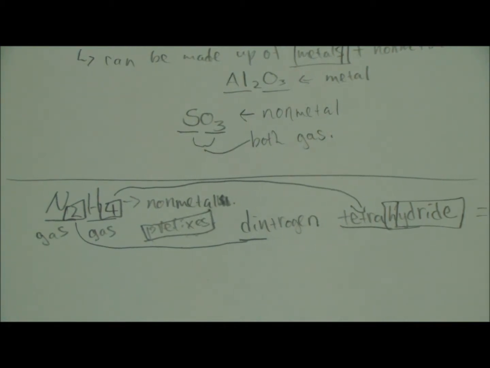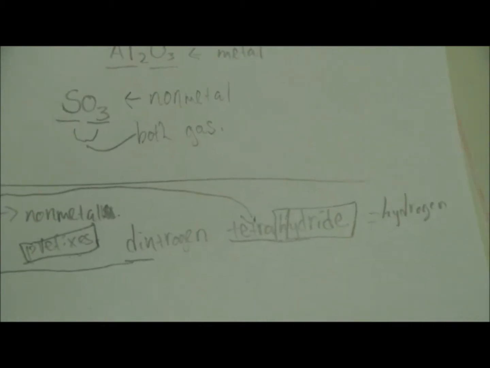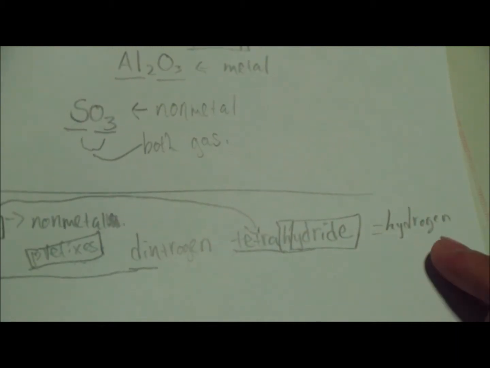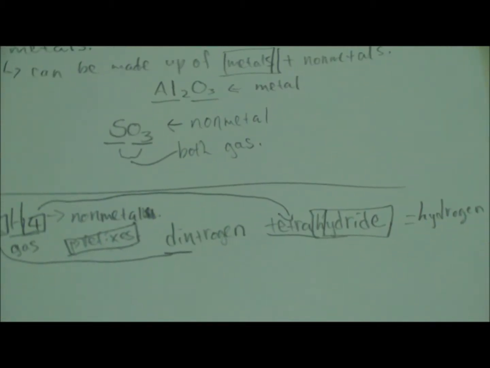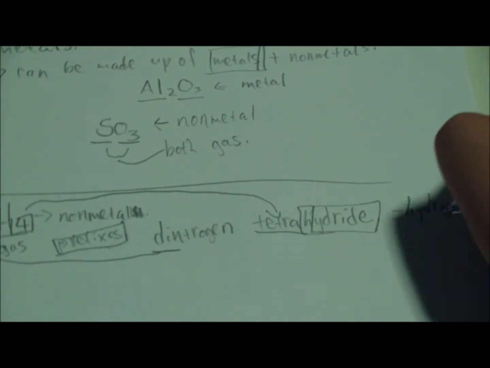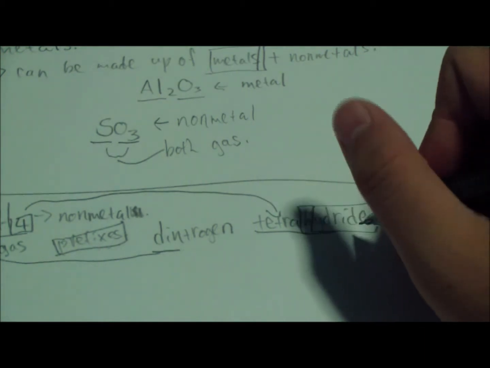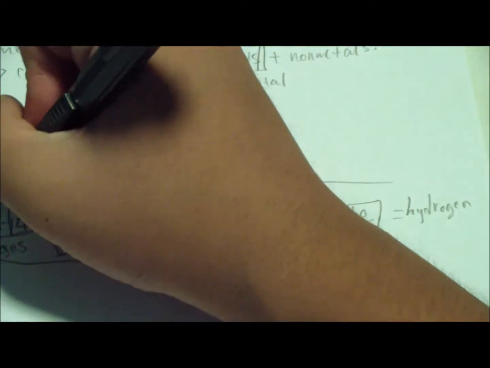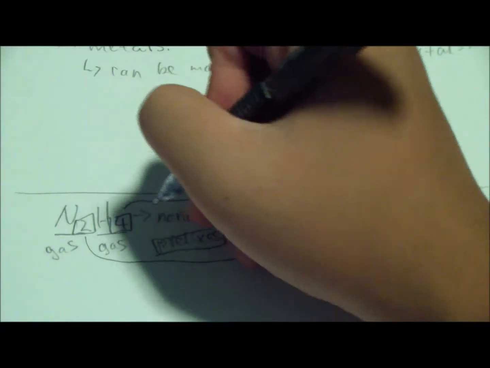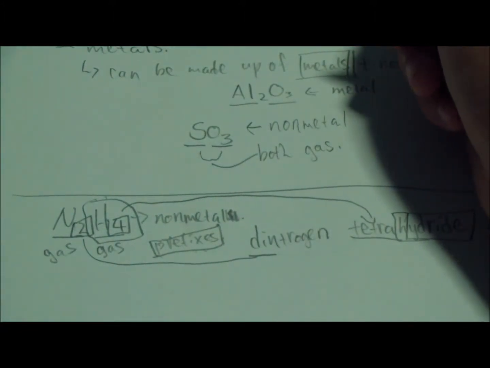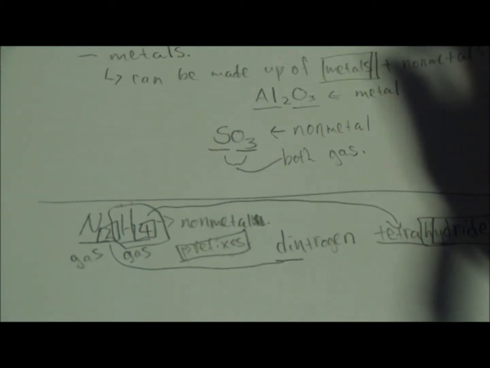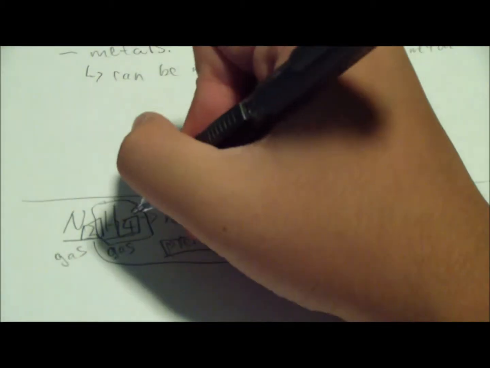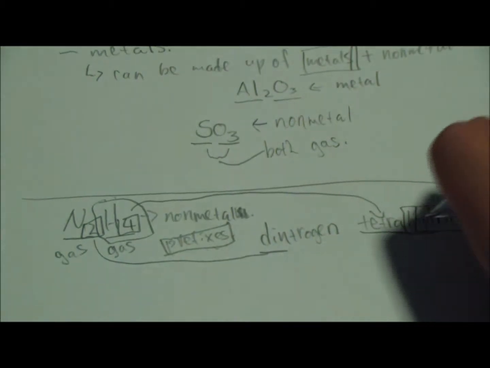However, right here, you see hydrogen. Hydrogen turned into hydride because it's at the end of a compound, or binary compound, whatever people call it. That's why it's called hydride.